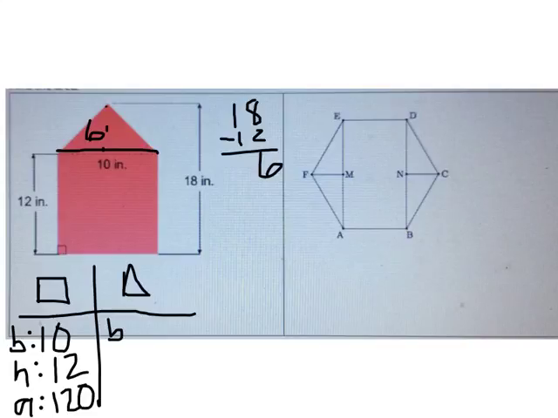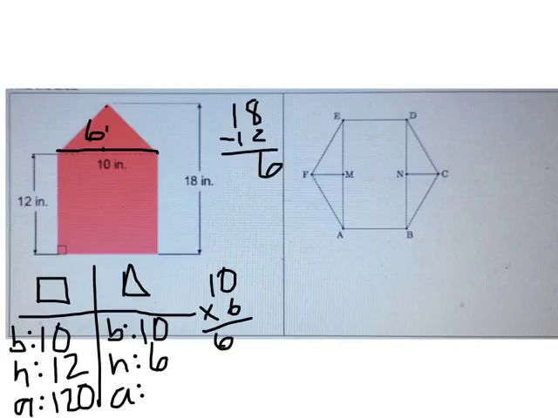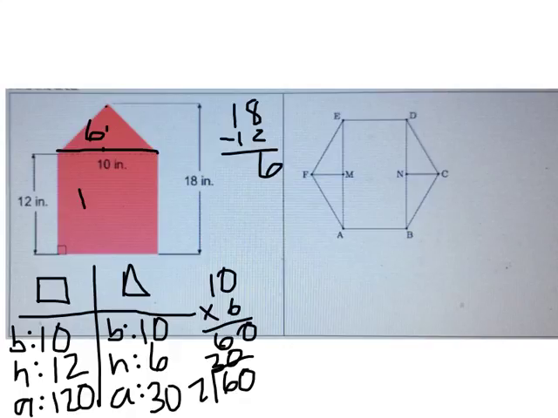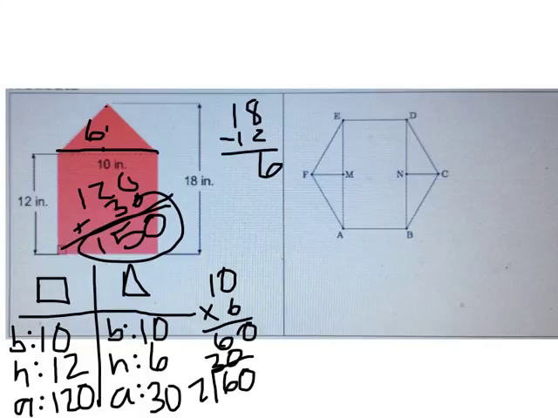What's the base of the triangle? It's 10. What's the height of the triangle? It's 6. So what's the area? Well, 10 times 6 is 60. 60 divided by 2 is 30. So the area of the triangle is 30. So to find the area of the pentagon, I can add 120 plus 30 to get 150.